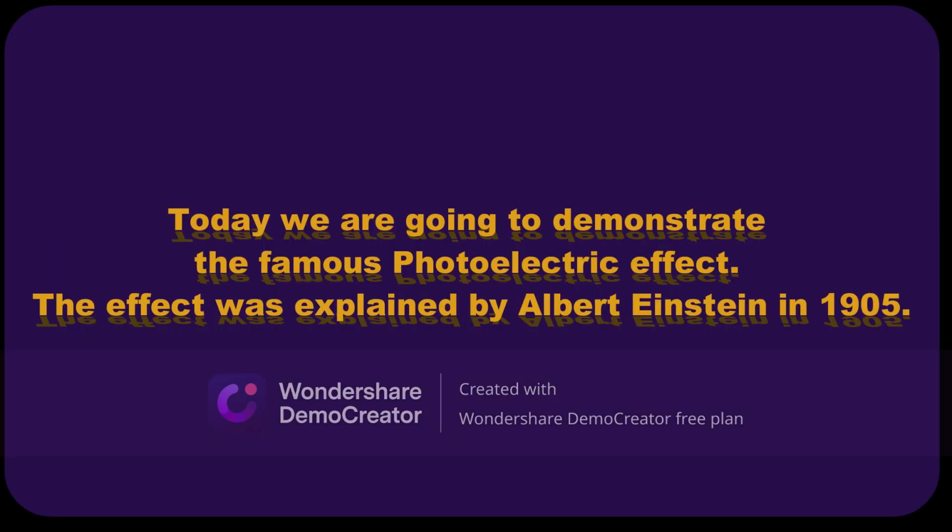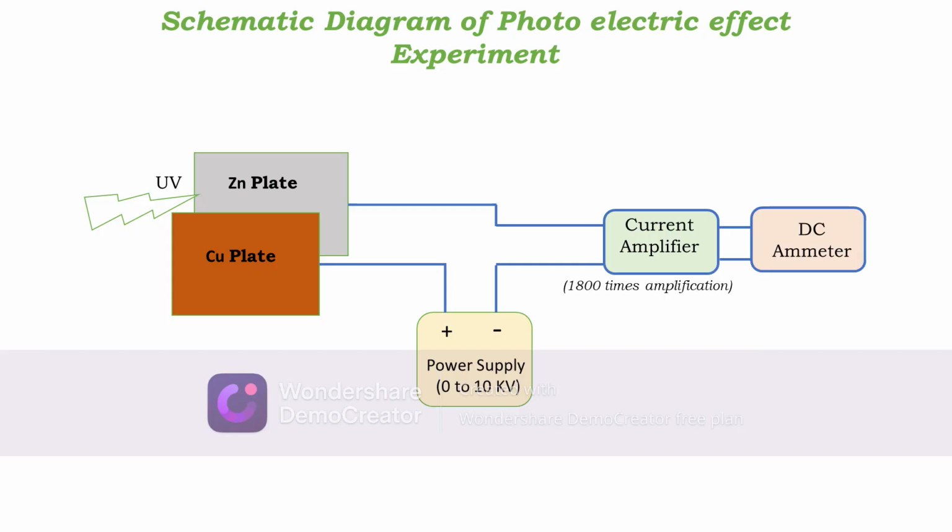Today we are going to demonstrate the famous photoelectric effect. The effect was explained by Albert Einstein in 1905. The schematic diagram of the photoelectric effect experiment is shown in the figure.